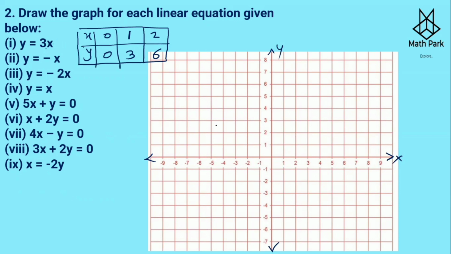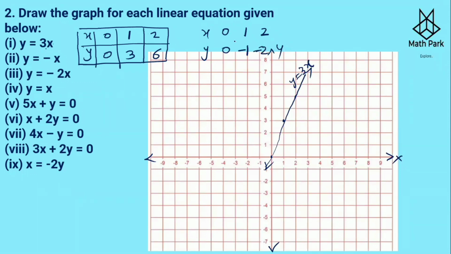Now we'll plot this point 0, 0. So this is your point 0, 0, and 1, 3. Create another table for y is equal to minus x. So we put again x and y. If you put x is equal to 0, you get y is equal to 0. If you put x is equal to 1, you get y is equal to minus 1. If you put x is equal to 2, you get y is equal to minus 2.